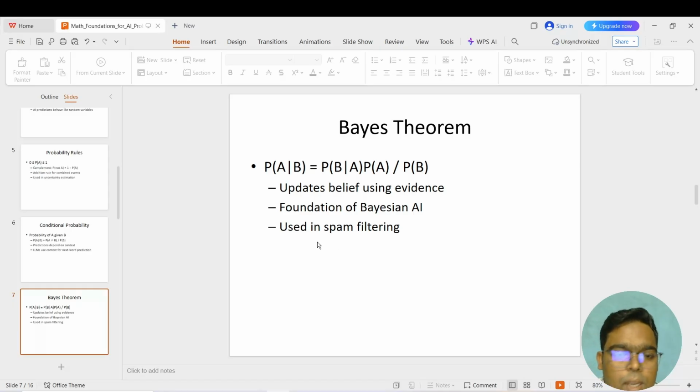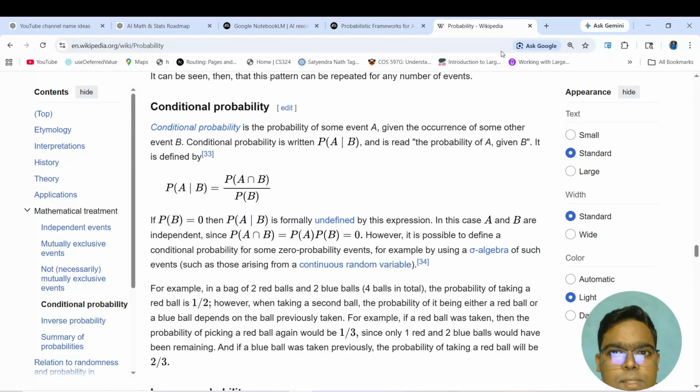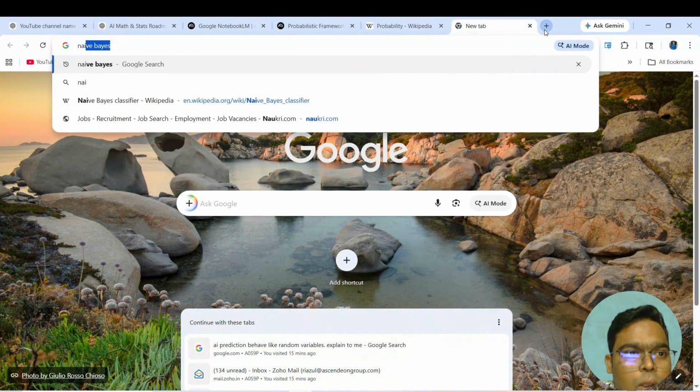I will show the next slide, which is on the naive Bayes classifier. It has an assumption that the features are independent, and it is very fast and simple, and it is mostly used in NLP and spam detection. So let's see what naive Bayes is.